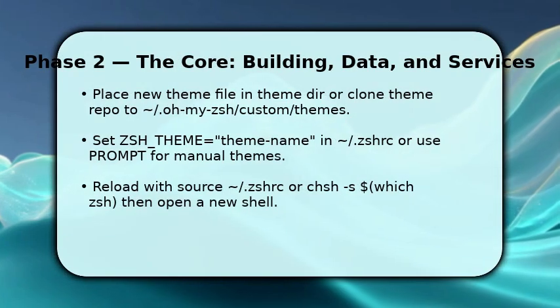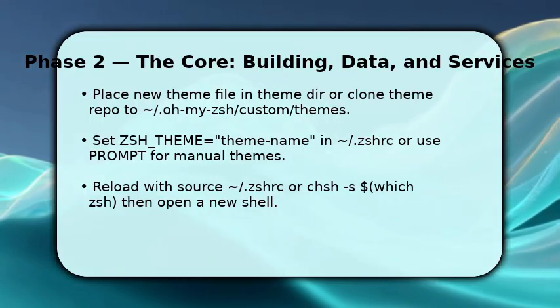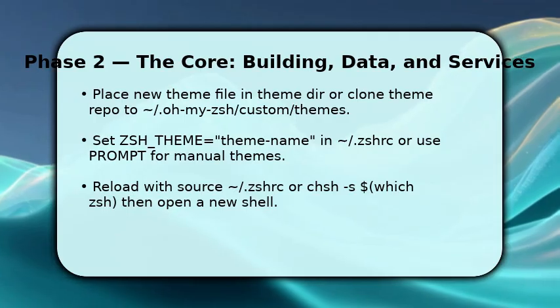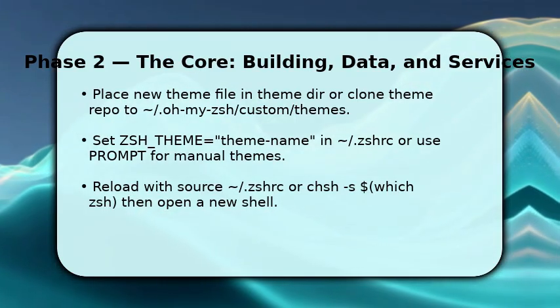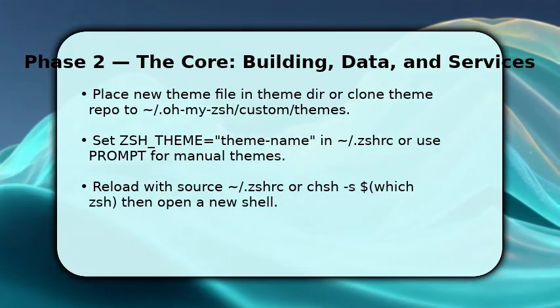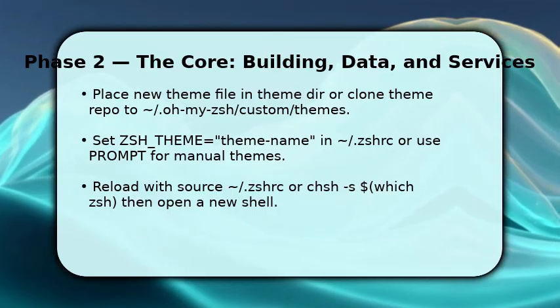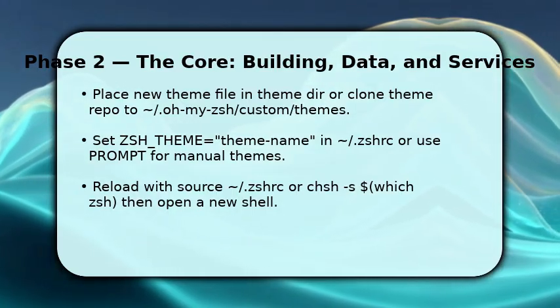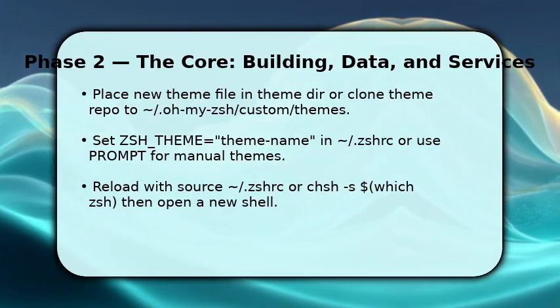You now install or edit the theme. Copy the theme file into the correct theme directory, or clone its repo into ~/.oh-my-zsh/custom/themes for persistence, then edit ~/.zshrc and set ZSH_THEME equals theme name. If you use a manual prompt, replace PROMPT or RPROMPT entries instead. Once done, source ~/.zshrc to apply changes immediately.